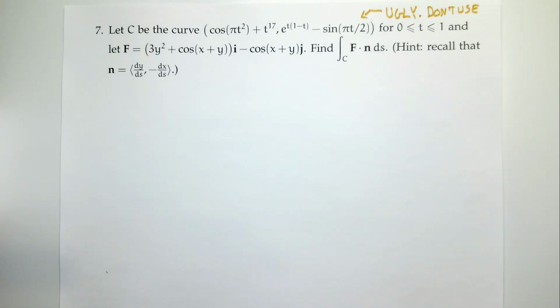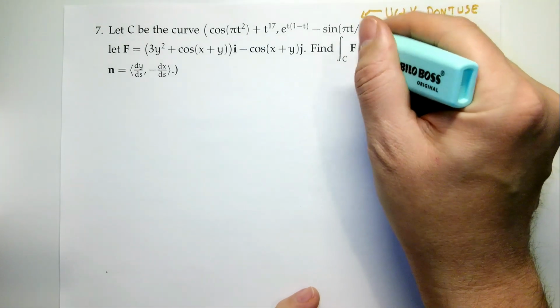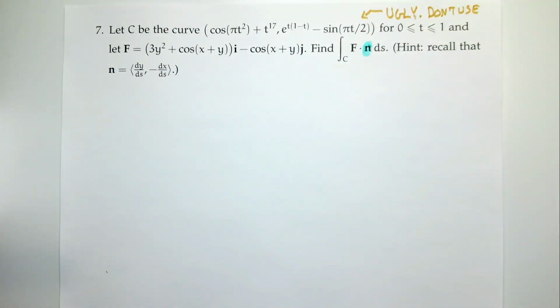All right. Now, be careful here. I'm going to point something out. This is dot n. It's not dot T. Now, normally we're used to doing F dot T. F dot T says what? Well, that's the amount of work to move along the curve. What does F dot n do?